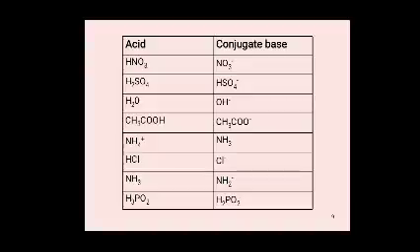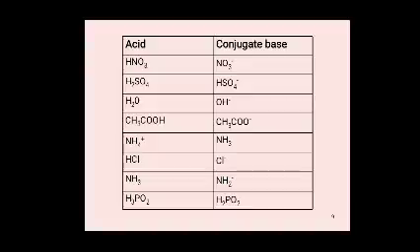Some examples of conjugate acid-base pairs: HNO3 acid, NO3− base. H2SO4 acid, HSO4− base. H2O acid, OH− base. CH3COOH acid, CH3COO− base. NH4+ acid, conjugate base NH3. HCl acid, Cl− base. NH3 acid, NH2− base. H3PO2 acid, H2PO2− conjugate base.